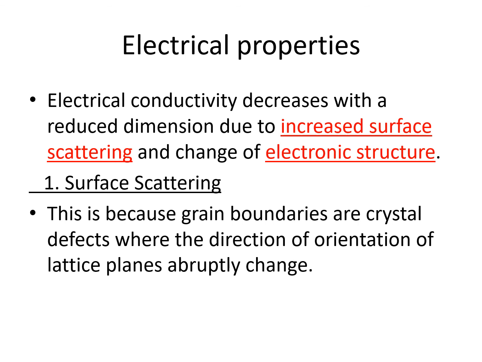Now, electrical properties of materials also show change when they become nanomaterials. Sometimes the electrical conductivity decreases with the reduced dimension due to the increased surface scattering and change of electronic structure. Now, surface scattering means the following. Suppose you have a crystal. Now, the grain boundary of a crystal is something like a potential wall. So it is a crystal defect actually.